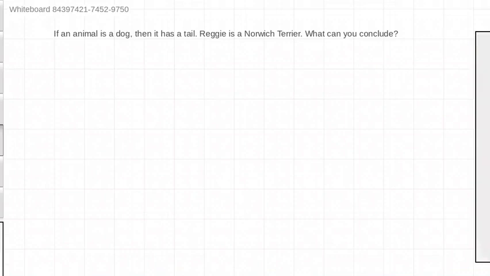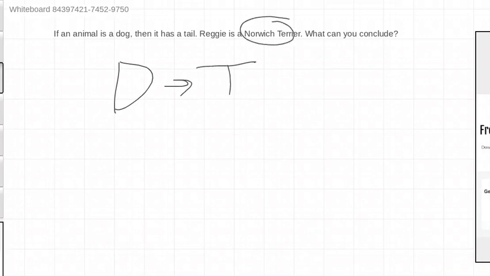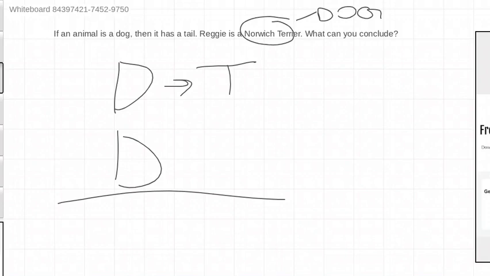If an animal is a dog, then it has a tail. Reggie is an orange terrier. What can you conclude? Well, first we have to set up our problem. So, if D, then T. Reggie's an orange terrier, so Reggie's a dog, so we have D. If D, then T, D. Therefore, T. We can conclude that Reggie has a tail.